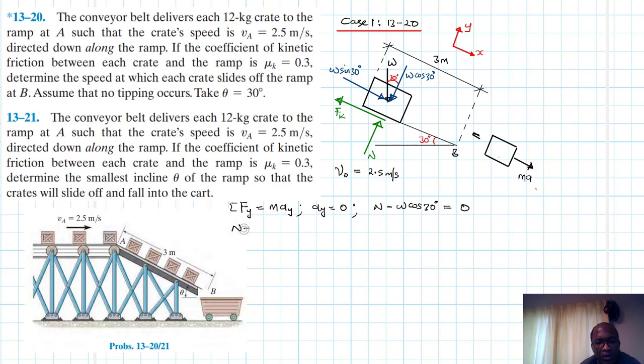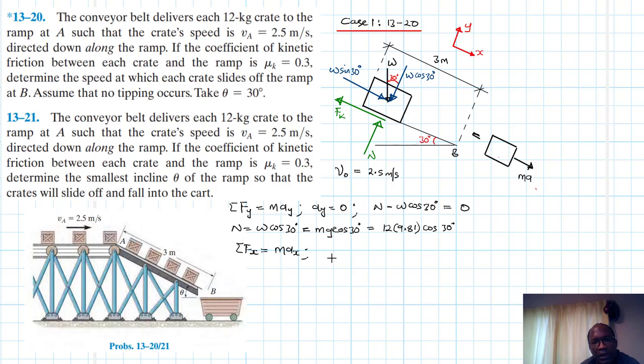Then N is just going to be equal to W cos 30, which is just equal to mg cos 30. And our mg, we know the mass of the crate is just 12, times 9.81, then cos 30. So we know the value of N. With the value of N, we can find the other part, which is summation of forces in the x equal to max.